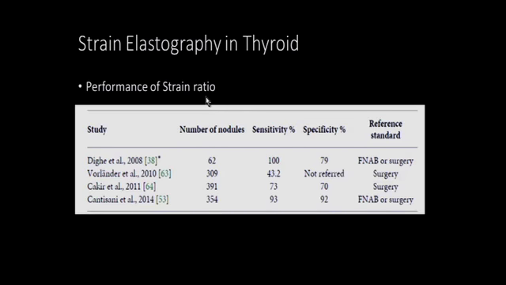So in terms of strain ratio, these are the studies that have looked at strain ratio, with sensitivity ranging from 100% to about 43% or so, and specificity in the high 70s.